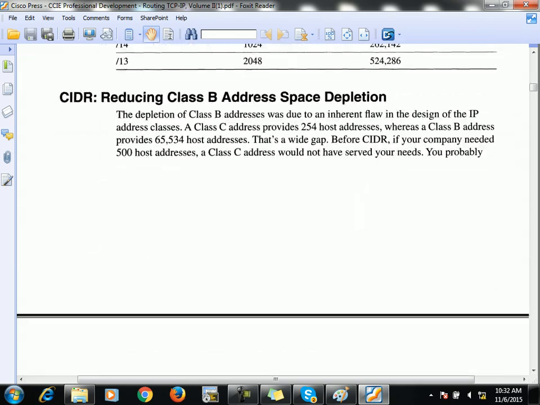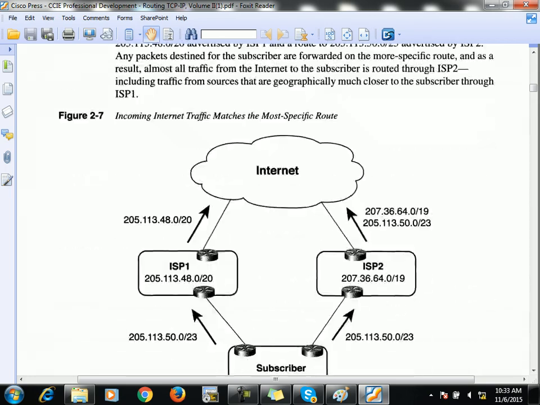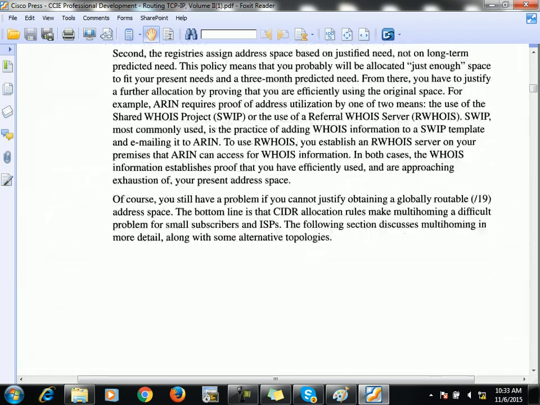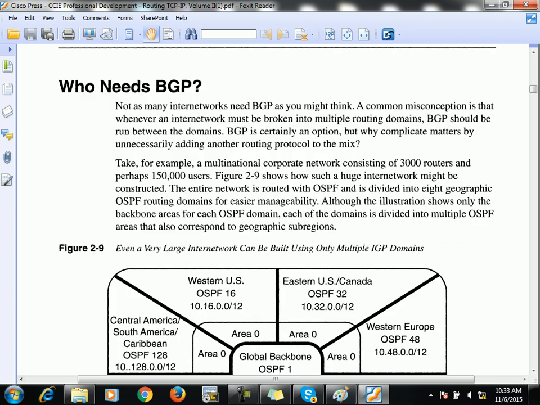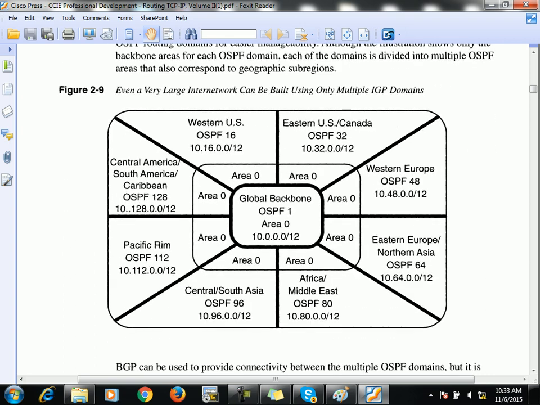So let's talk about BGP itself. Who needs BGP? You could implement OSPF as well, like OSPF area 0 as the global backbone, configure virtual links and so on, and all companies could connect together with the help of OSPF as well.